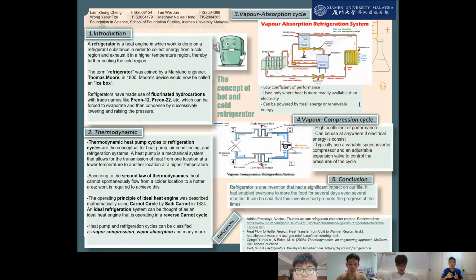Let me introduce to you the definition of refrigerator. A refrigerator is a heat engine in which work is done on a refrigerant substance in order to collect the energy from a cold region and exhaust it in a higher temperature region, thereby further cooling the cold region again. The term refrigerator was coined by a Maryland engineer, Thomas Moore, in 1800. Moore's device would now be called an icebox.